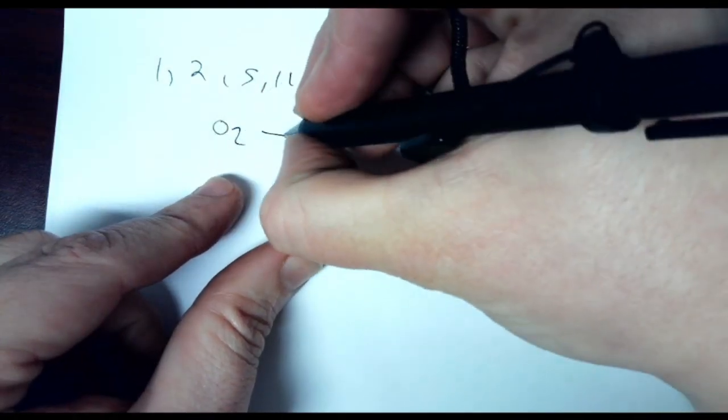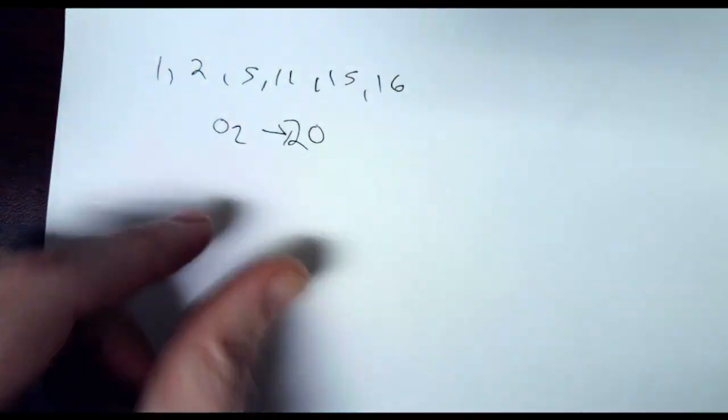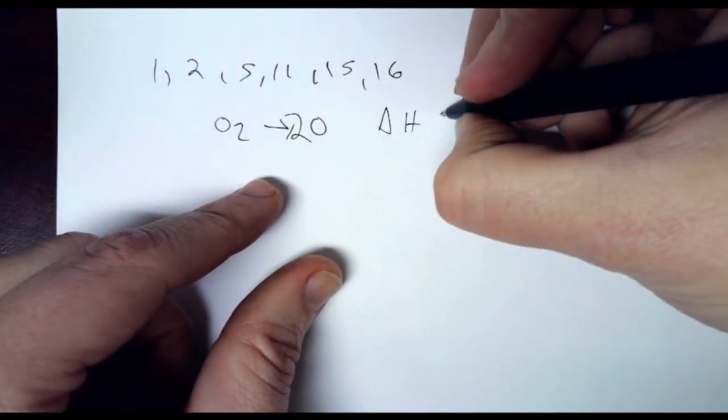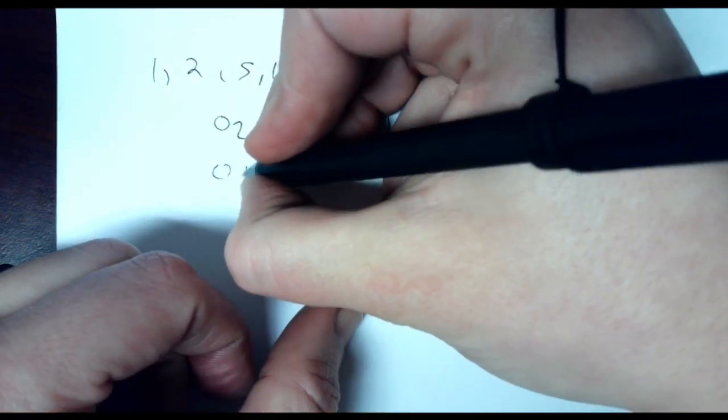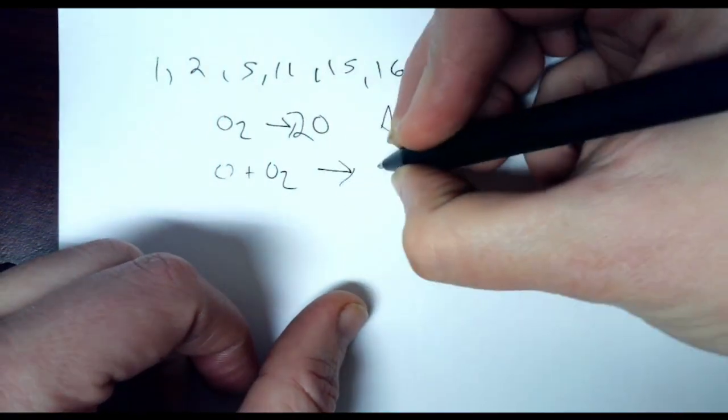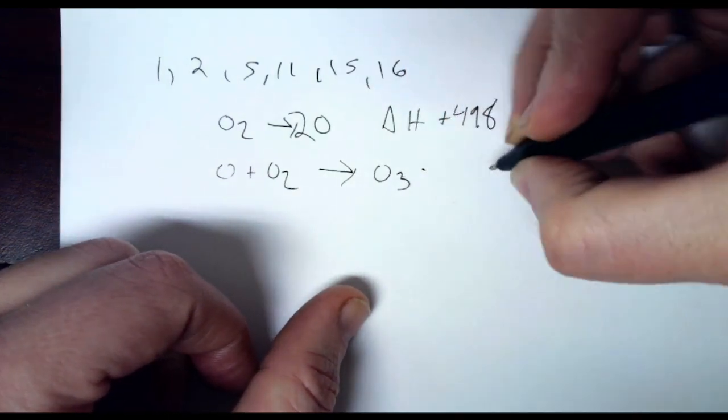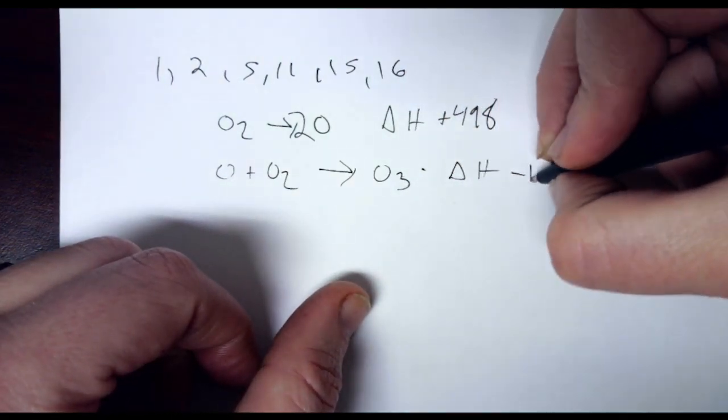So problem 1. Problem 1 has us looking at the Lewis structures of oxygen and ozone, and looking at the reactions of oxygen cleaving to form two oxygens, which we kind of looked at last chapter. That has an enthalpy of positive 498, but O plus O2 going to ozone only has an enthalpy of 105.